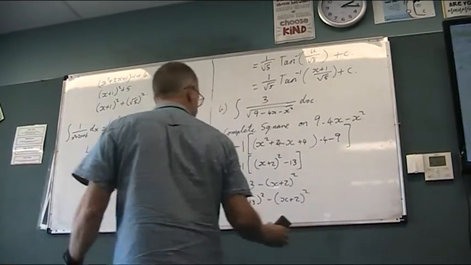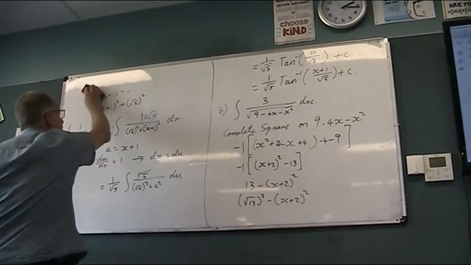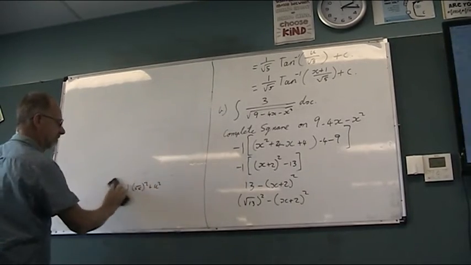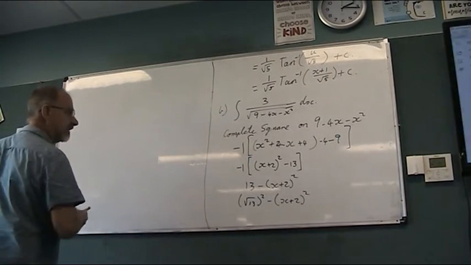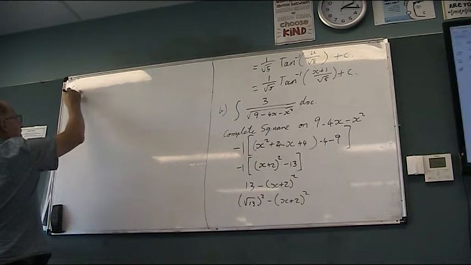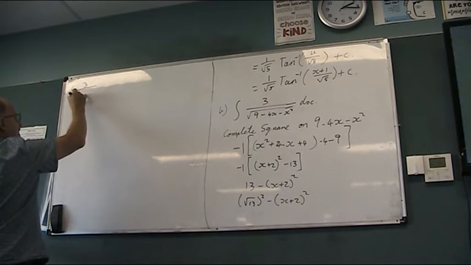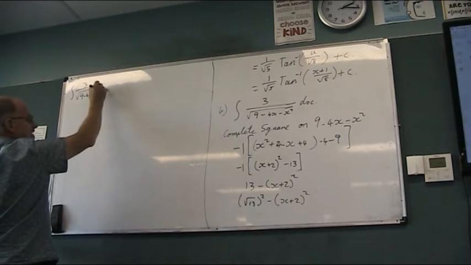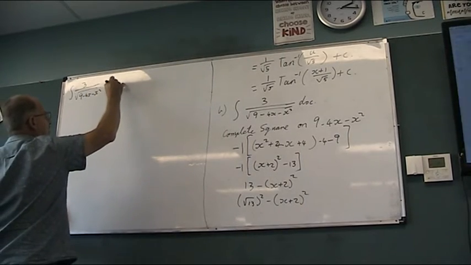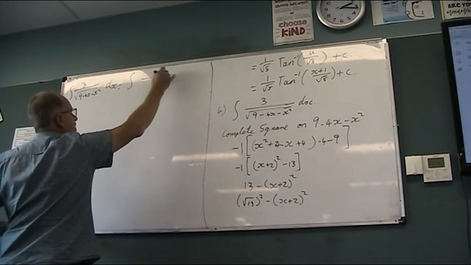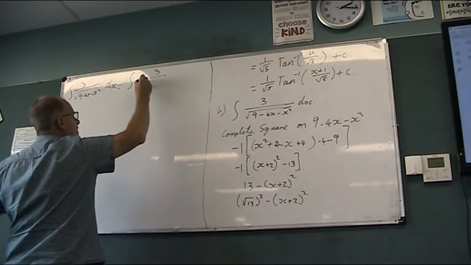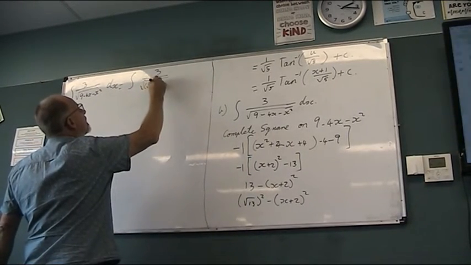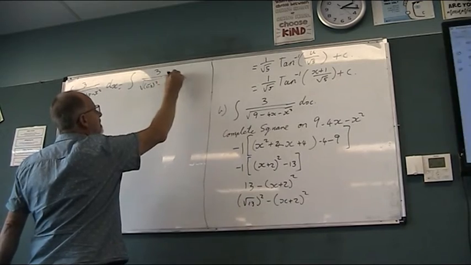So it's looking like a sine or a cos. Alright, so 3 over root 9 minus 4x minus x squared. So what do we got? We've got 3 over square root of root 13 squared minus x plus 2 squared.